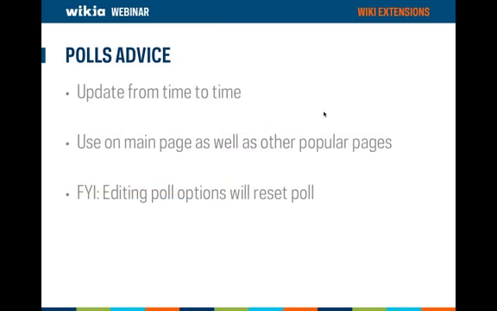A couple of tips and information you should be aware of. To keep up engagement, we recommend updating your polls from time to time to keep up with your wiki topic. For example, if you're a TV wiki, you could update the poll weekly to match the latest episode. So you are aware, anytime you edit the question or the options, the votes on that poll will reset. So if you want to keep the already acquired votes, don't adjust that poll, but rather create a new one.